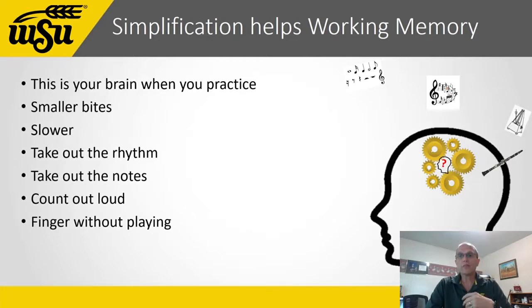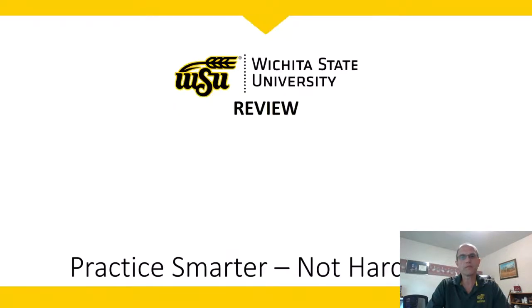Or if ties are messing up your rhythm, take them out, re-articulate the tied note, then do it again and don't articulate, but put a breath impulse on each note, then add the tie back in eventually. Just remember to simplify and allow your working memory to focus on a reasonable amount of information.